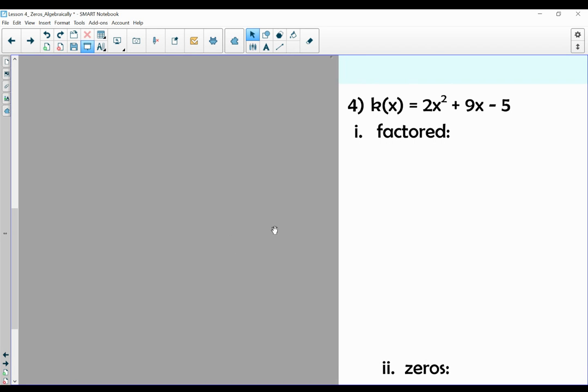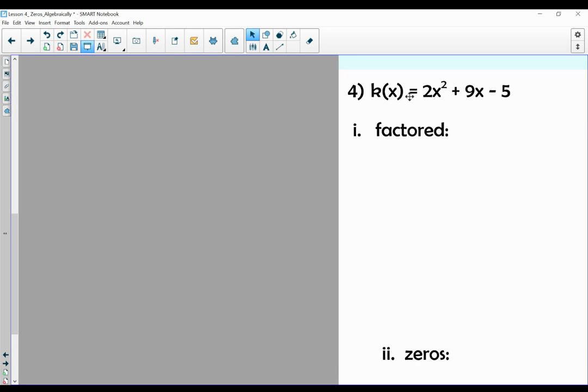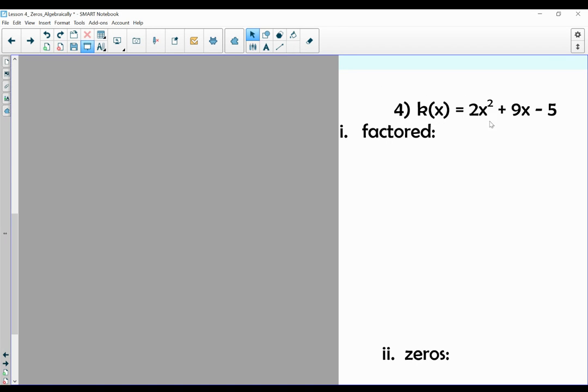All right, so now we have this last one. Again, I'm looking at it and I do not see a greatest common factor between 2, 9, and 5. So therefore, I'm going to be using factor by grouping. So I multiply my 2 times my negative 5, and I get negative 10. So what are the factors of negative 10 that can give me 9? Well, that has to be 10 and negative 1. 10 minus 1 gives me 9, and 10 times negative 1 gives me negative 10.